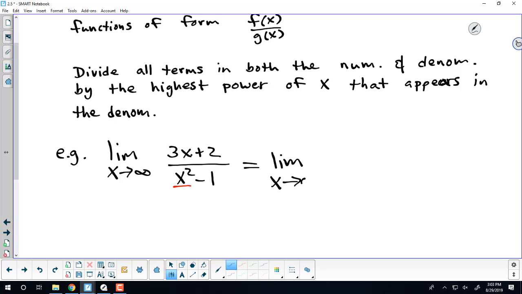Because that's in fact what you're really doing, isn't it? All of this is divided by x squared minus 1 as x goes to infinity. We're essentially dividing by x squared, right? There are extremely large numbers minus 1, they're still extremely large numbers. So this is going to look like 3x divided by x squared plus 2 over x squared in the top, all divided by x squared over x squared minus 1 over x squared.